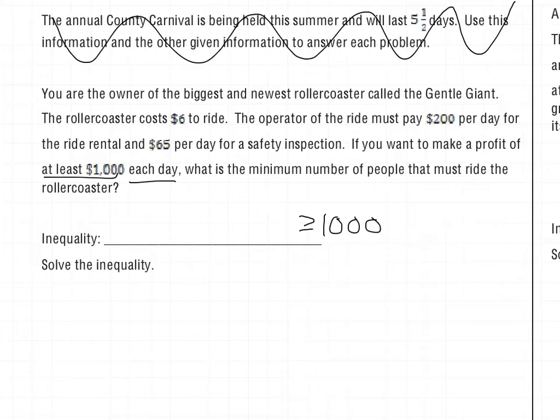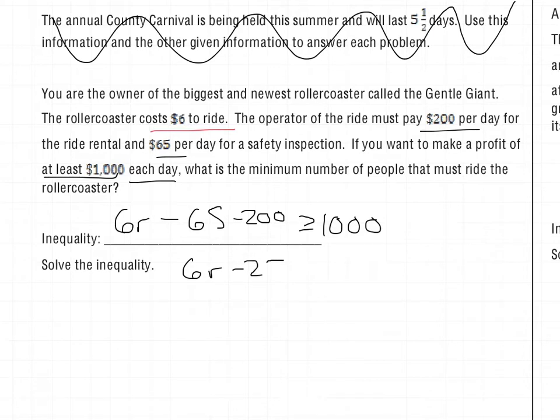So profit, if we want to think about profit, that's how much we make minus how much we have to pay. So we're going to make money on our riders. So that's going to be 6 times our number of riders minus 65 minus another 200. So when we simplify this, it is going to be 6r minus 265 is greater than or equal to 1,000. So I'm going to pause right here. If you didn't have the correct inequality and you made some mistakes, please go ahead and erase and start from this point and resolve the inequality as a group.